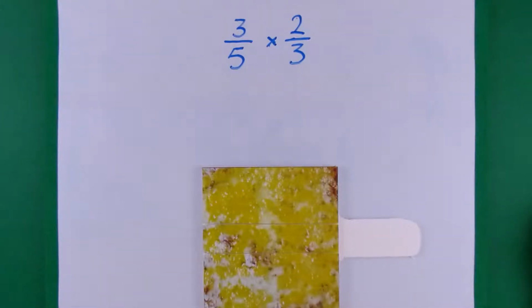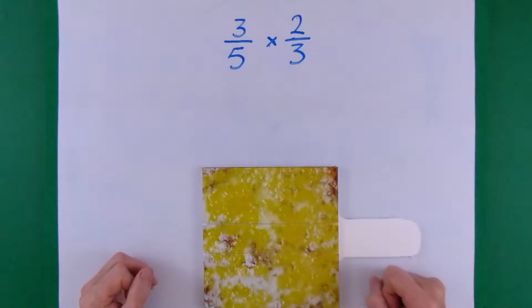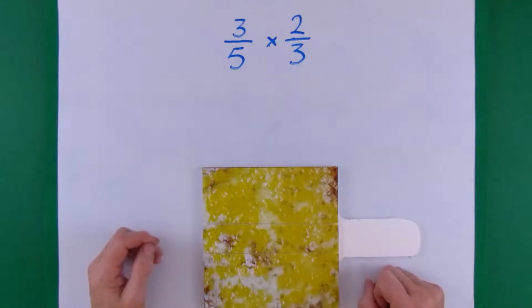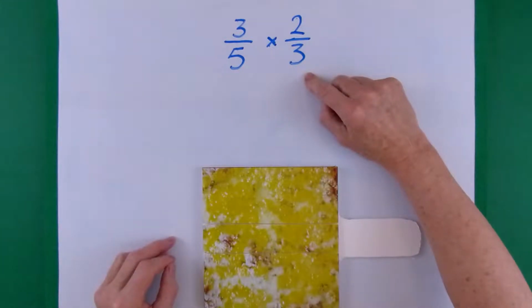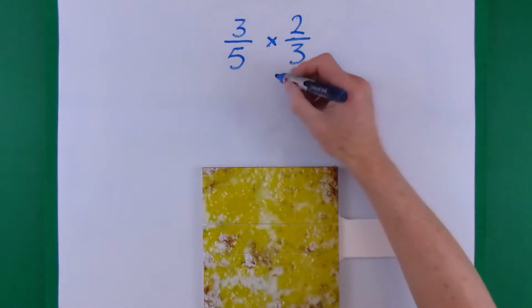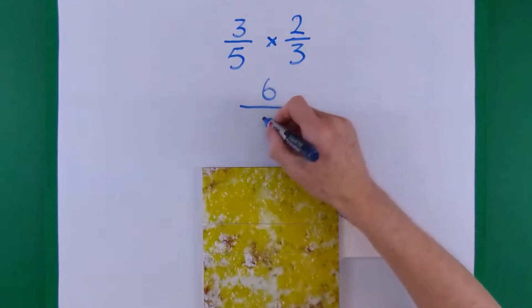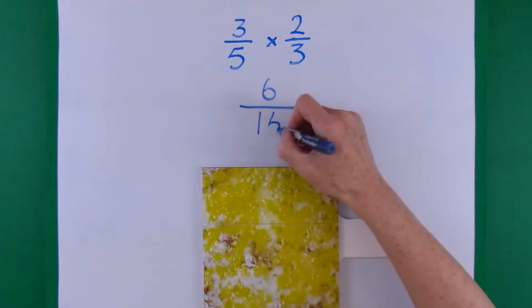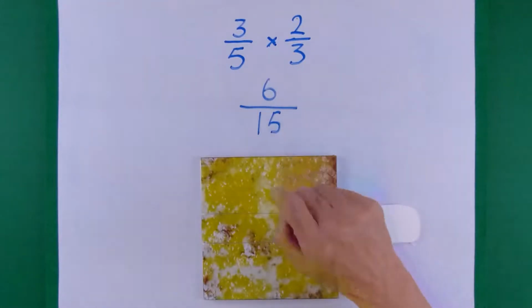I'll now introduce you to cancelling. When we multiply, we can end up with big numbers in the bottom, meaning tiny wee fractions. This is silly, and we can avoid tiny fractions by cancelling. We're going to look at 3/5 times 2/3. As we can see, using our method, we get 3 times 2 is 6, and 5 times 3 is 15. We get 6/15 for our answer.